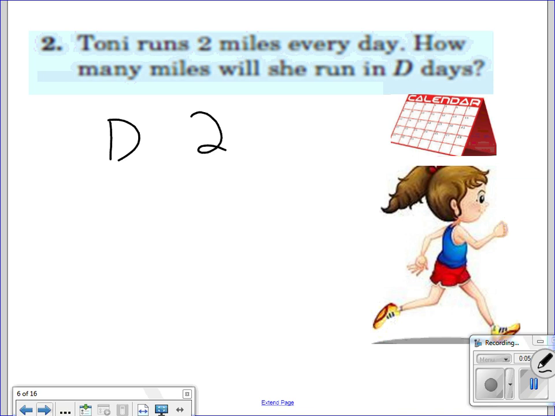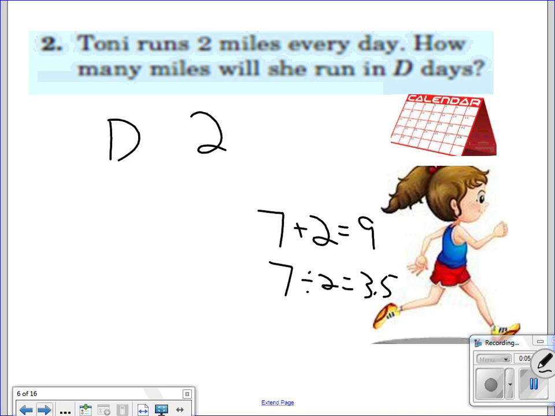If she runs for 7 days, what are we going to do with the 2? Are we going to add the 2? That means she only ran 9 miles. Are we going to divide the 2? Are we going to get a decimal answer? We're going to get 3.5. That means she only ran 3.5 miles.